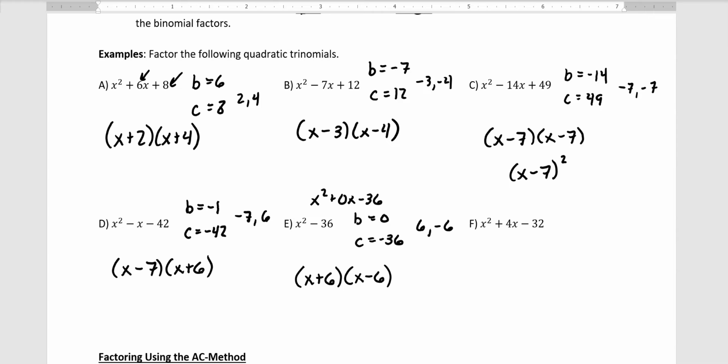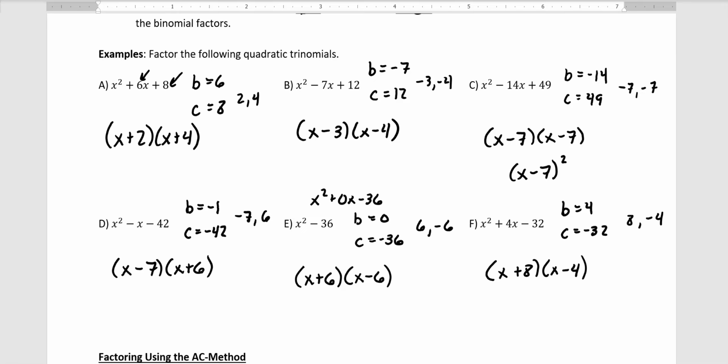And lastly, looking at letter F, x squared plus 4x minus 32. My b is 4, my c is negative 32. So I need two numbers that multiply to negative 32, add to 4. Those would be positive 8, negative 4. 8 plus negative 4 is 4. 8 times negative 4 is negative 32. X plus 8 times x minus 4. And that's the process, kind of the mental exercise we need to go through when we're factoring quadratic trinomials with a leading coefficient of 1.